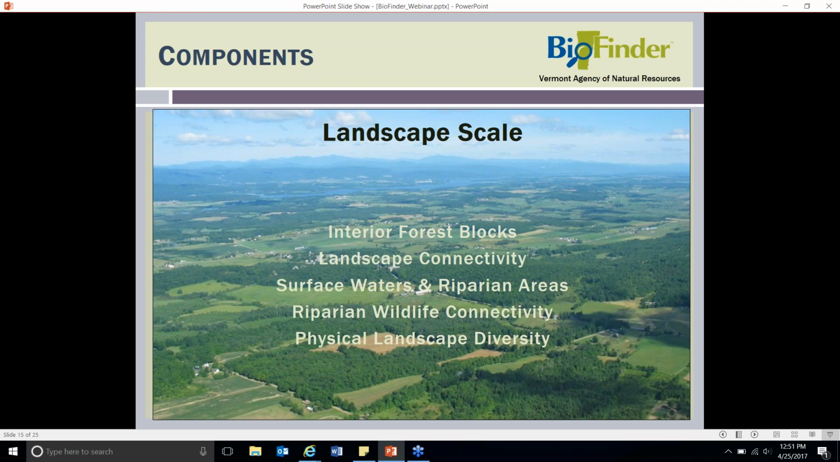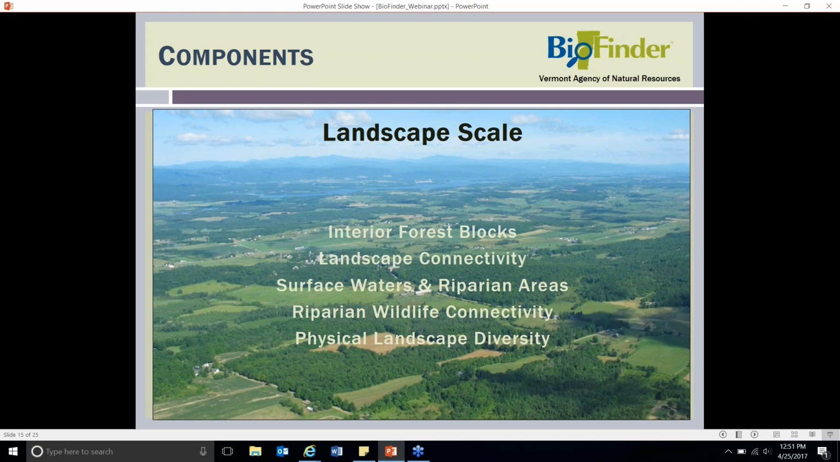Surface waters, that just means lakes, ponds, rivers, streams, and the riparian areas, the vegetation next to them, looking again at the patterns and those connections that they make. Riparian wildlife connectivity, places where wildlife can go up and down streams because there's that intact vegetation. And physical landscape diversity is something else we consider at this landscape scale, just looking at pattern.